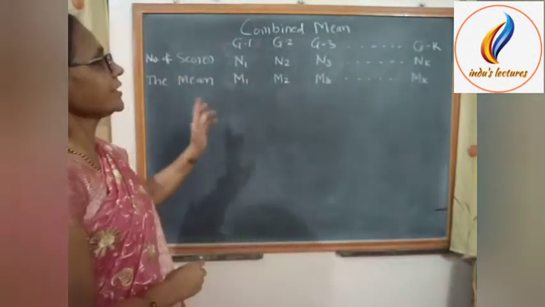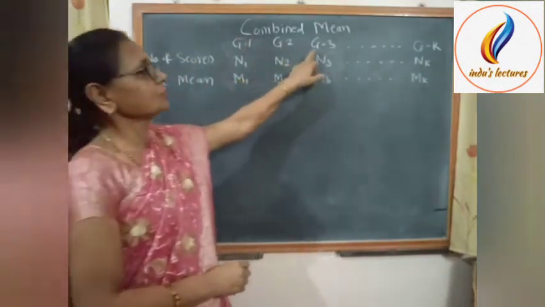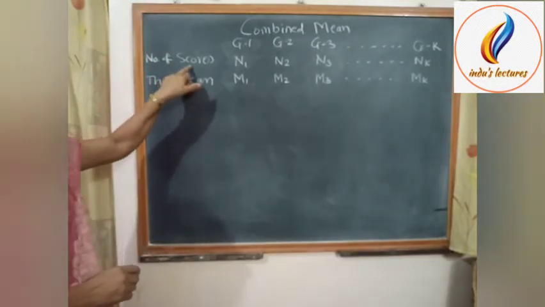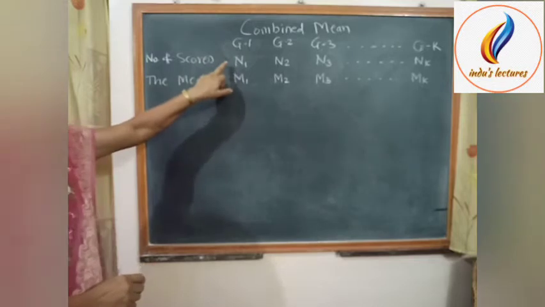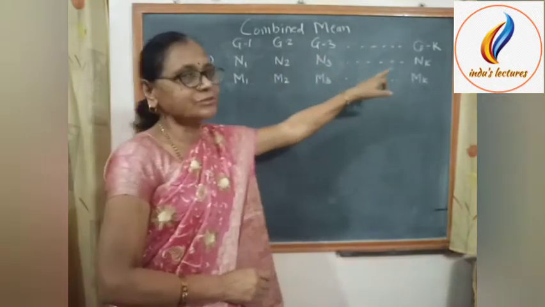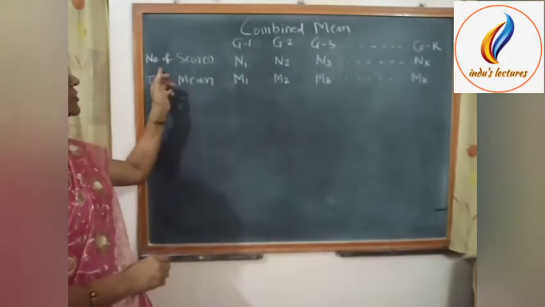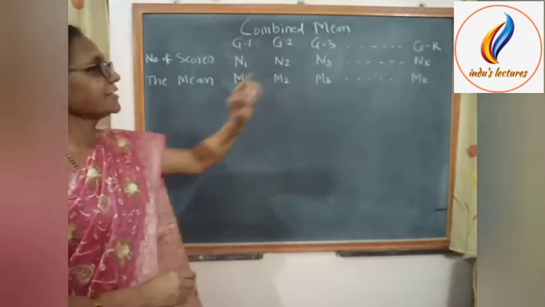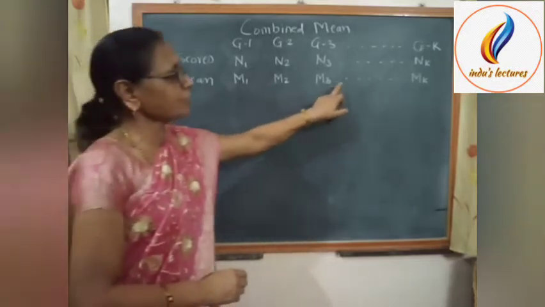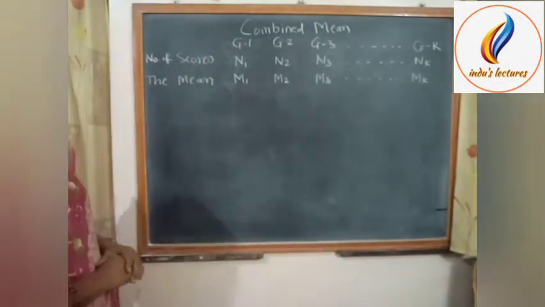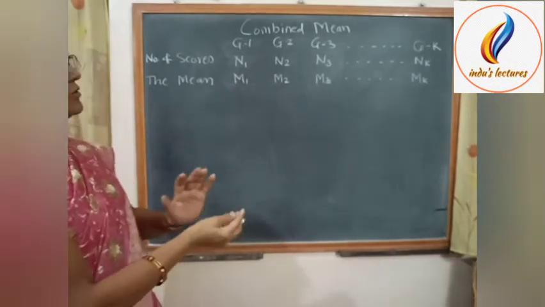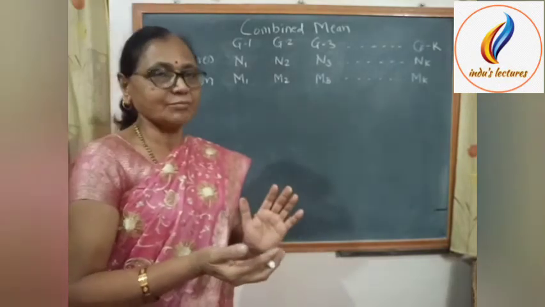Suppose there are k groups G1, G2, G3 up to Gk. The number of scores in the groups G1, G2 up to Gk are N1, N2, N3 up to Nk respectively, and their means are M1, M2, M3 up to Mk respectively. Now, if we combine all these groups, what will be the mean of that combined group?